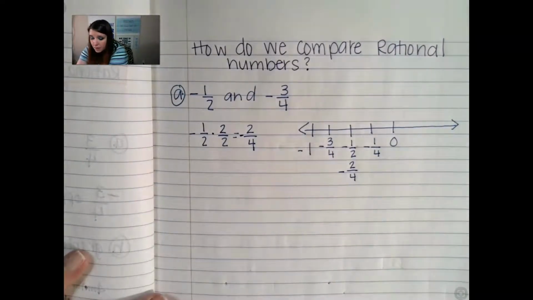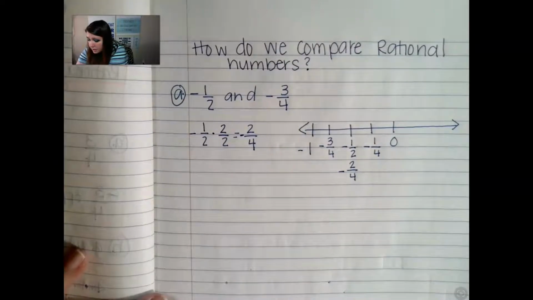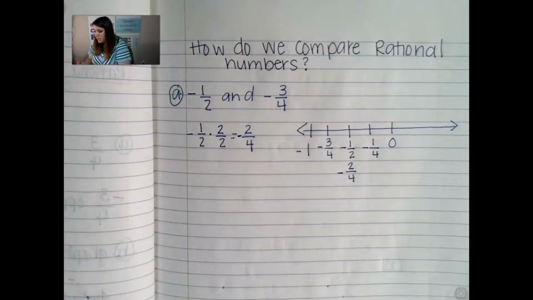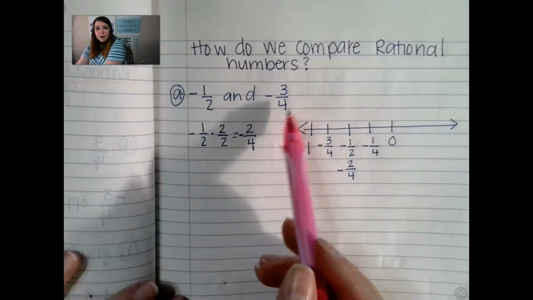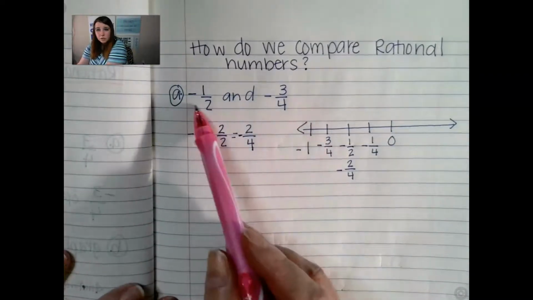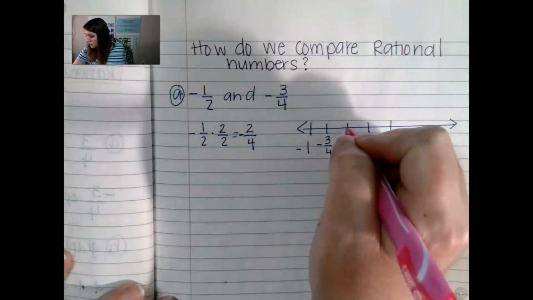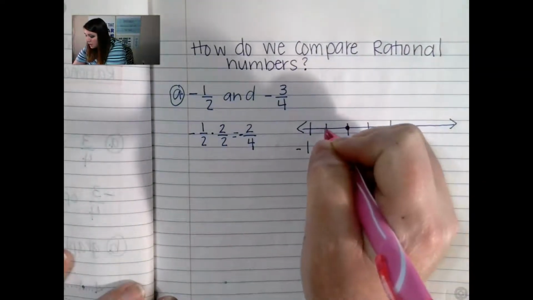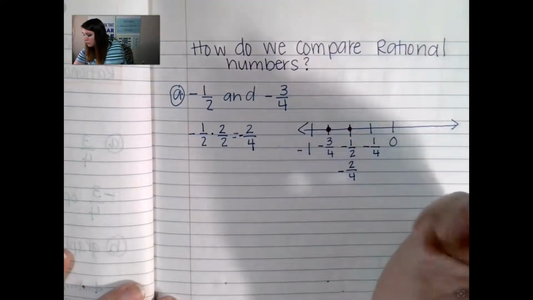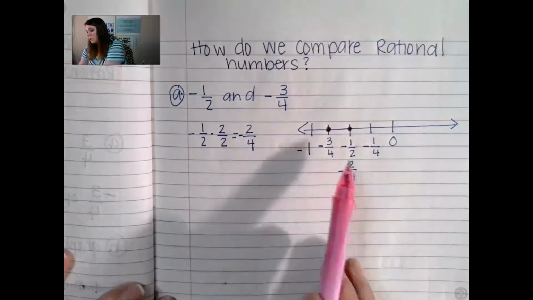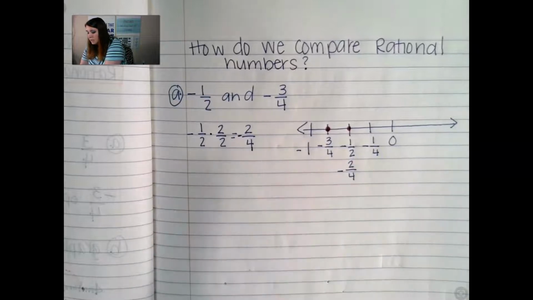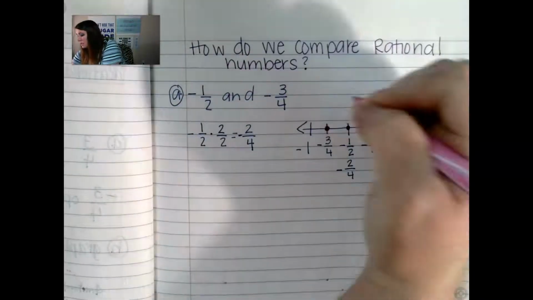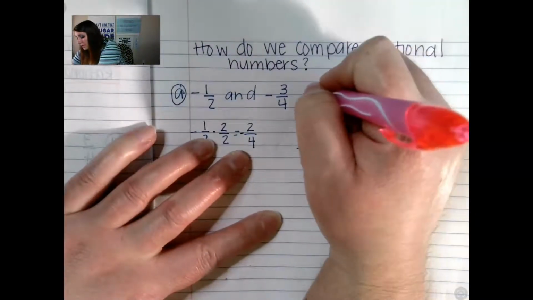Okay, so now I can put my dot on this number line because I can graph them. So I have -1/2 and I have -3/4. So let's start with -1/2, which is right here, and -3/4, which is right here. So now I need to know which one is greater than, which one is less than.